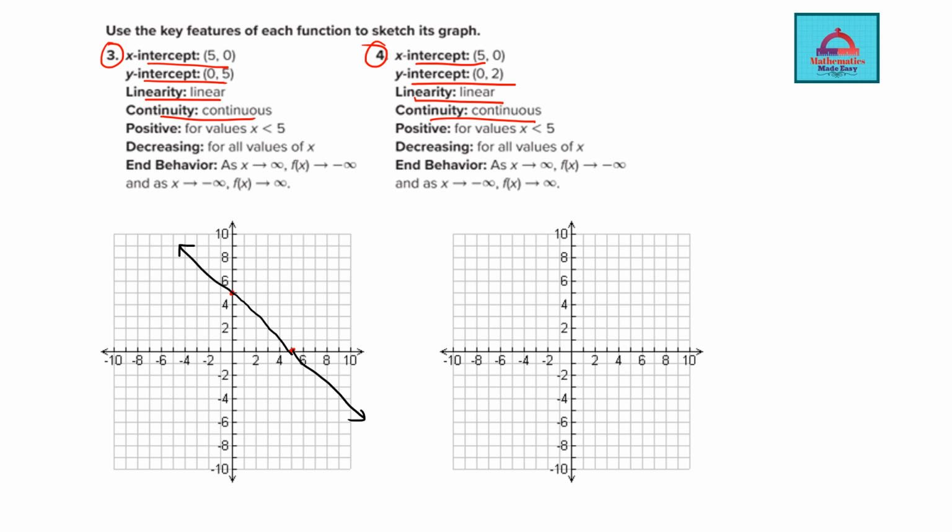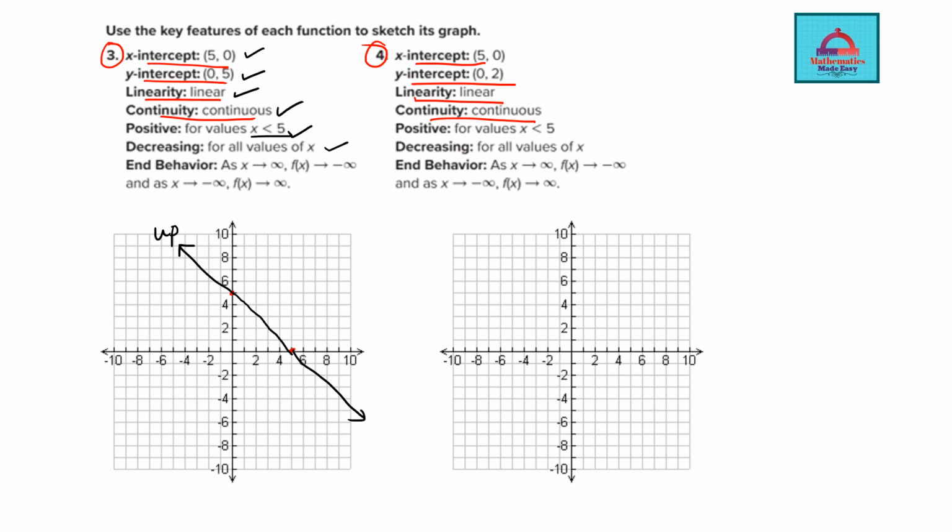Let's check. So x-intercept is done, y-intercept is done. It's a straight line linear graph, continuous, and it is positive for x less than 5. So when x is less than 5, you can see the graph is going up. So this is also true. It's a decreasing graph for all x values and you can see that.